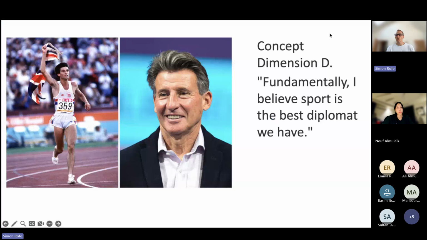And my erstwhile boss at London 2012 lauded sport as the best diplomat we have, recognizing his undoubted vested interest in saying that, now as president of an international sporting federation, previously a member of parliament, so wielded some power in the United Kingdom, and as a double Olympic gold medalist. So there's lots of reasons there.